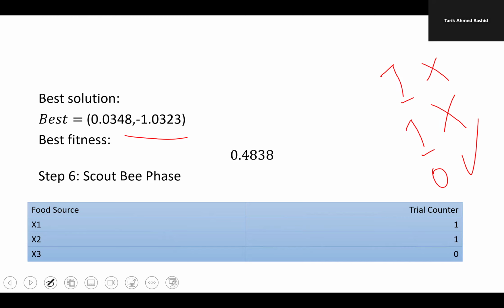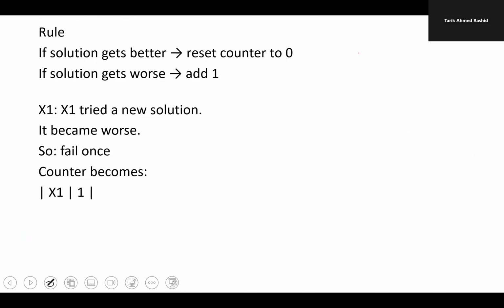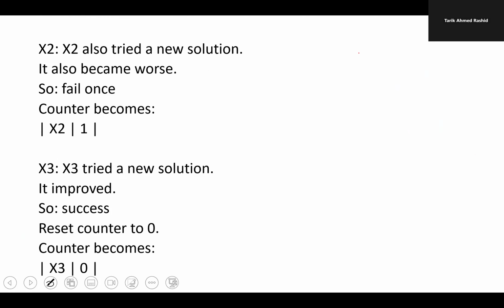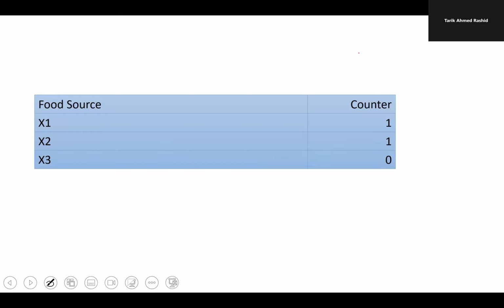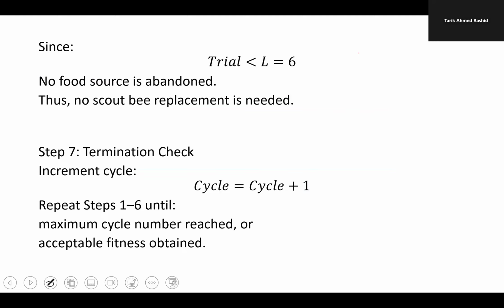So if we keep no improvement for a food source 6 times, the limit is 6, then we need to get a scout bee randomly chosen. But this is only one trial. So we need to get 6 times one trial. So that's more or less about how we can work with the scout bees, and you can see that 1-1, no improvement, but then improvement came in the food source 3.